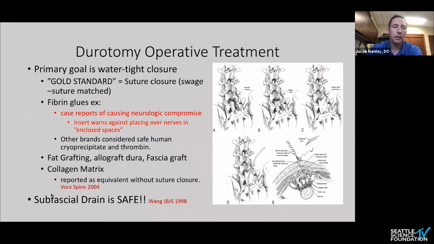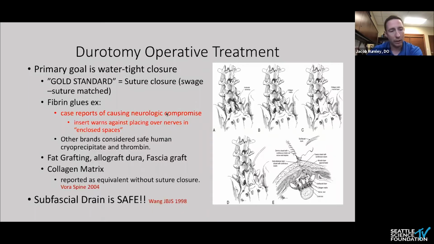Now, there's been some question on whether fibrin glues are a good additive. I think most of us use them. I certainly know in my training we did, but know that some of them have case reports associated with neurologic compromise after use. And one of those actually has a package insert that says you should not place it over nerves and in enclosed spaces. Yet we're using those to repair durotomies.